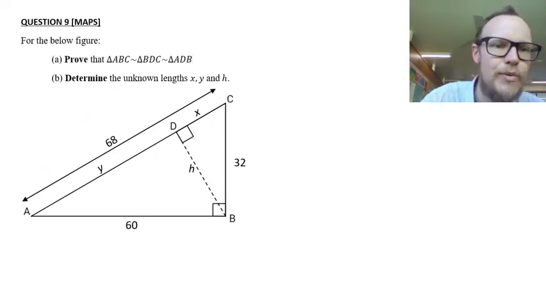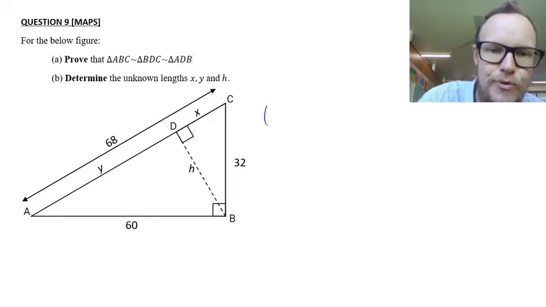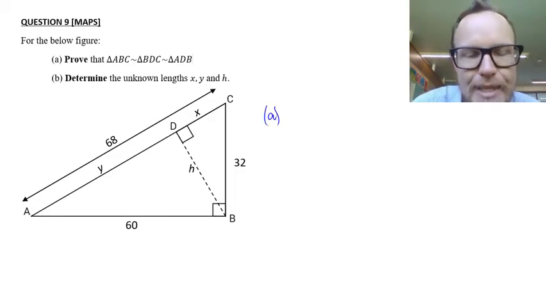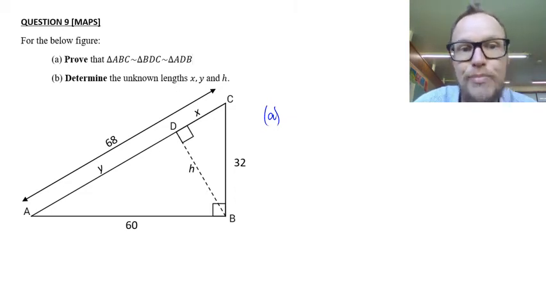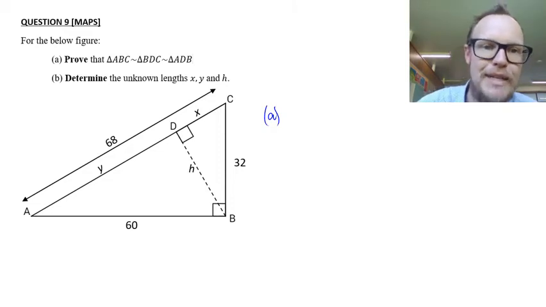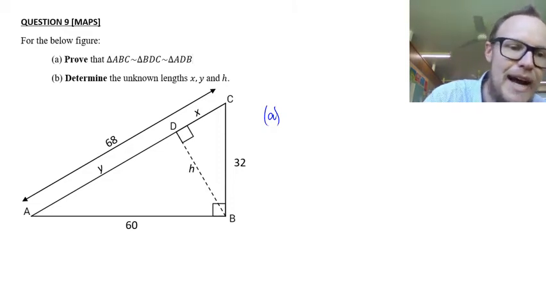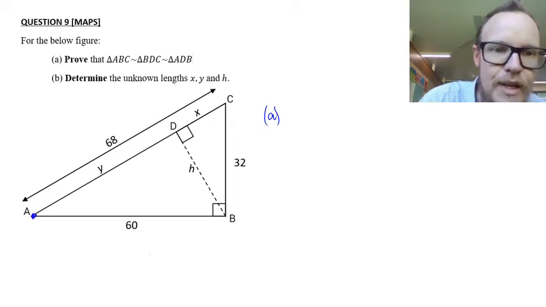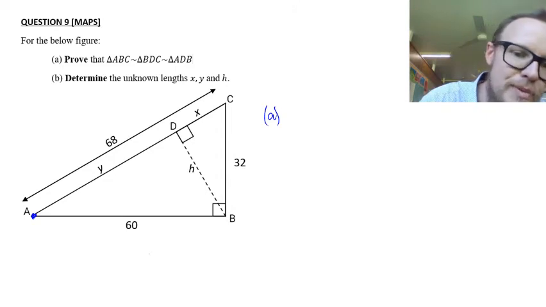Question 9, what we've got here, we've asked first to prove that triangle ABC is similar to triangle BDC, which is similar to triangle ADB. So let's try and prove that triangle ABC is similar to BDC. So A here matches to B. B matches to B on that other triangle. It'd probably be easier if I color coded them.